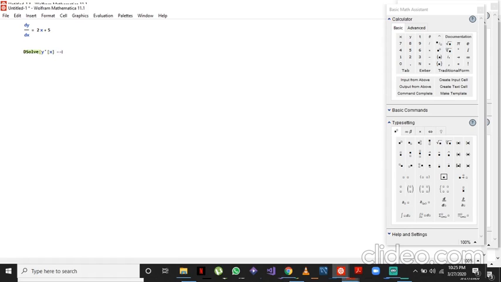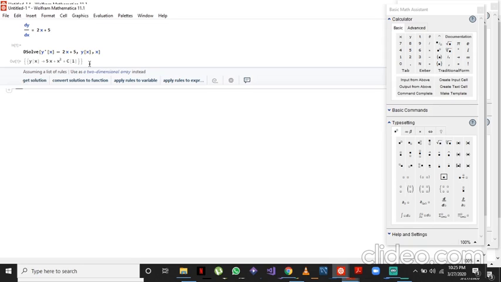Moving on to equate it, we need to put two equal signs, because one equal sign is not applicable when solving a DSolve equation. Then writing the whole equation, which is 2x plus 5, then a comma, then the parameters, which is y as a function of x, and then x. If you press shift enter, it will give you the answer, that is the integral of the above equation.